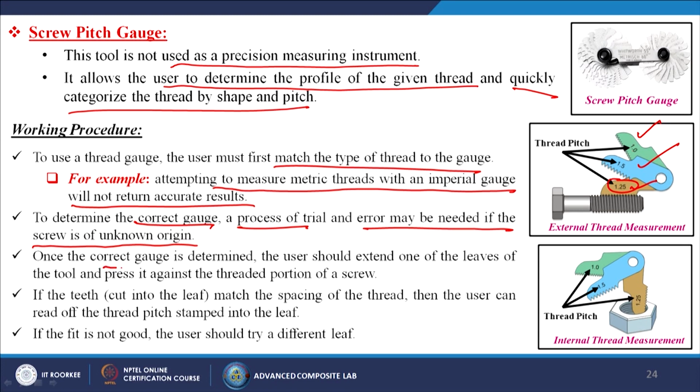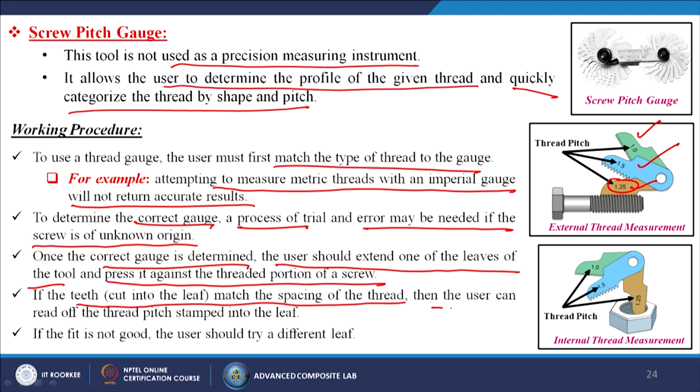Once the correct gauge is determined, the user should extend one of the leaves of the tool and press it against the threaded portion of a screw. If the teeth cut into the leaf match the spacing of the thread, then the user can read off the thread pitch stamped into the leaf. So, this is the value. If the fit is not good, the user should try a different leaf.